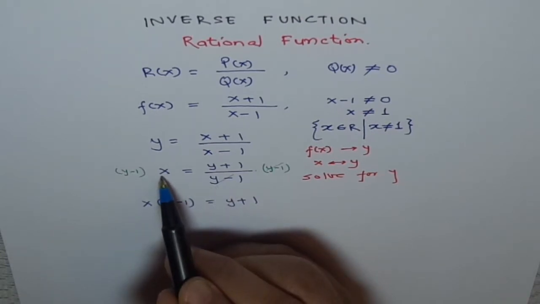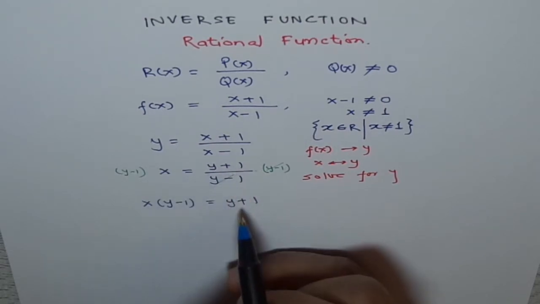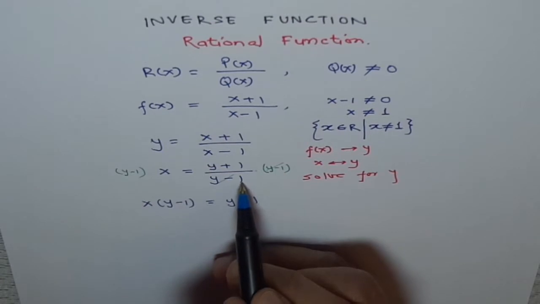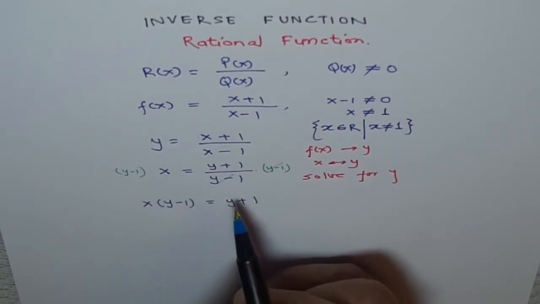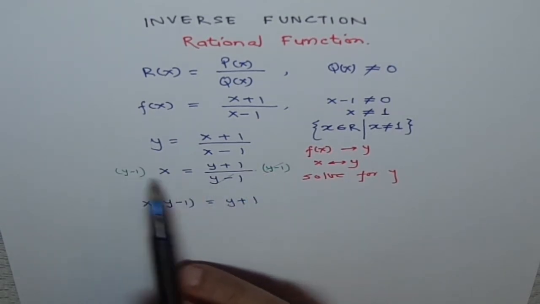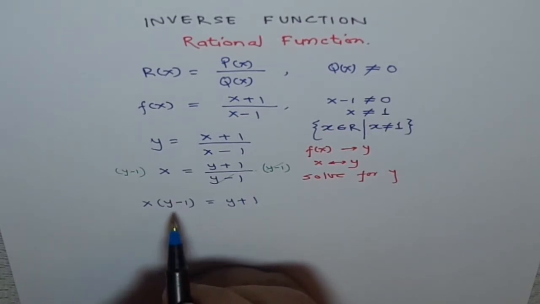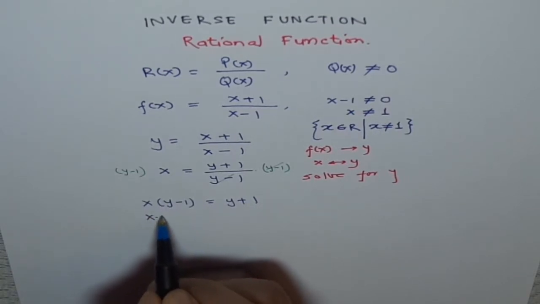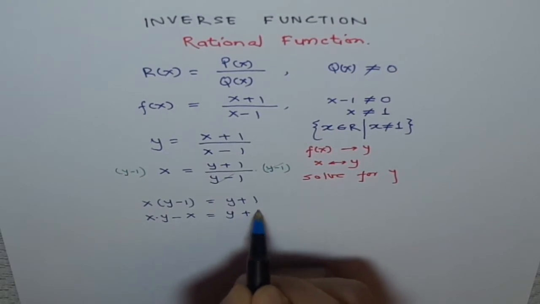Think of the denominator of x as 1. So you multiply y plus 1 with 1, you get the same thing as y plus 1, and multiply x with y minus 1. So cross multiplying also gives us the same result as we got by multiplying the same factors on both sides. Now we will expand it. Apply the distributive law. So when you multiply, you get xy minus x equals y plus 1.